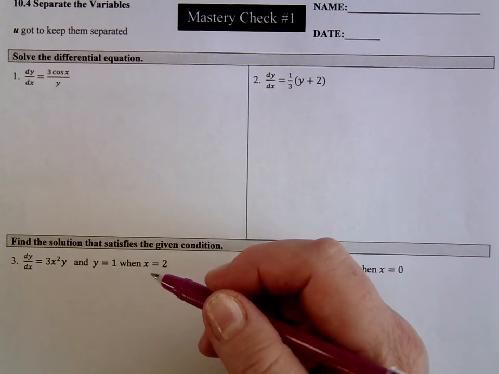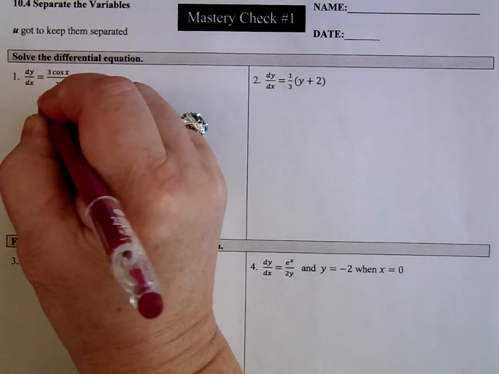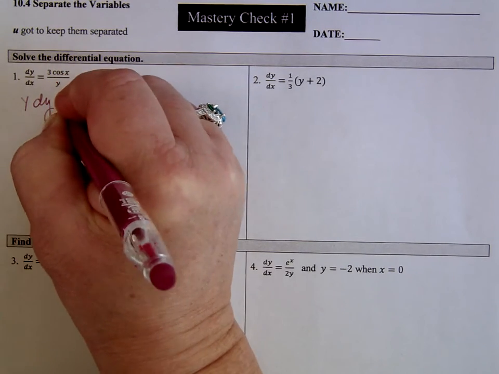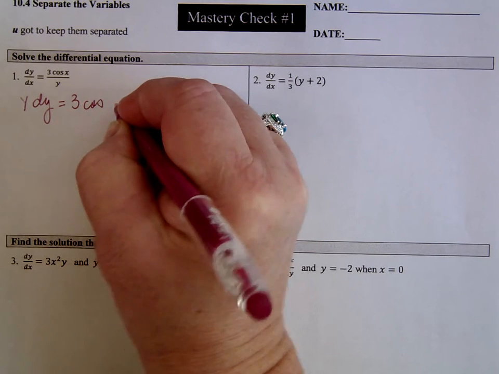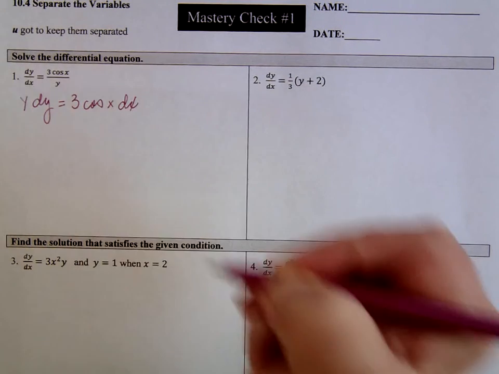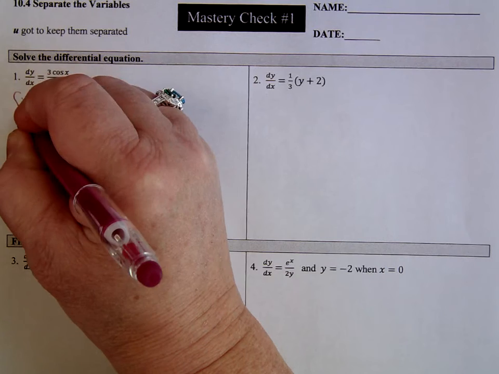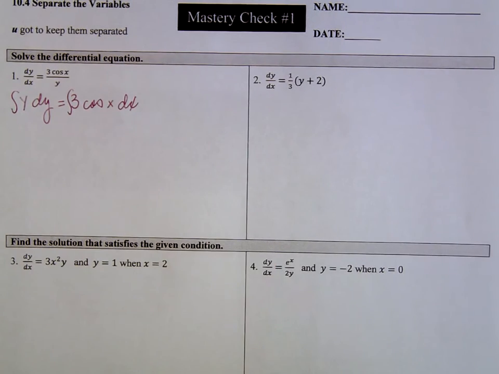I'll show you in this first example. So if I were to cross-multiply this, it would be, well, let me do the y's. It would be y times dy equals 3 cosine of x dx. You got to put the dy's and dx's at the end, just like we always do with these. And once you have the variables separated, then you need to integrate. And you're going to integrate this side with respect to y and this side with respect to x.